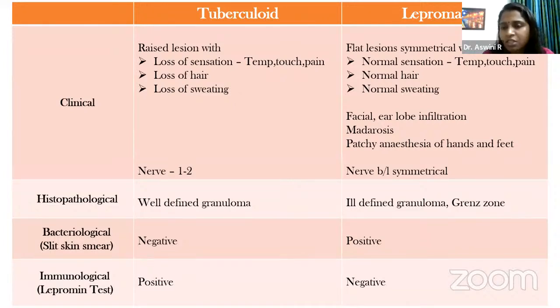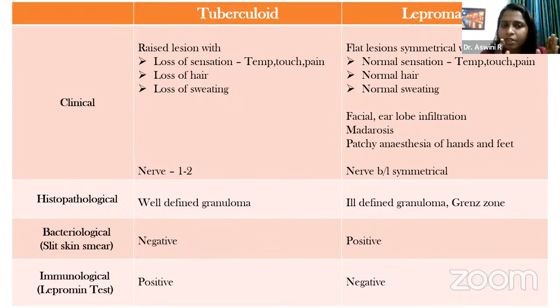But in addition, you will find some other lesions. You may have infiltration of the face and the earlobe. You may have infiltration of the eyebrows leading to madarosis. You may have patchy anesthesia of the hands and feet, just like diabetic neuropathy, but there are differences. And coming to the nerves, they will be bilaterally symmetrically thickened, not like in tuberculoid, where one or two nerves were asymmetrically thickened. Here it will be bilaterally symmetrically thickened.